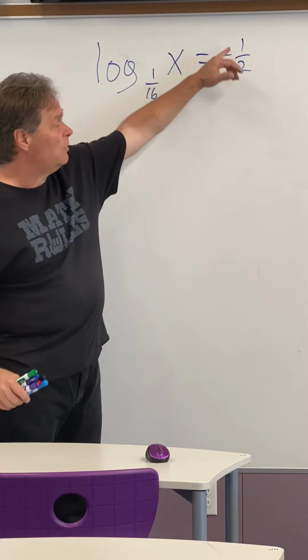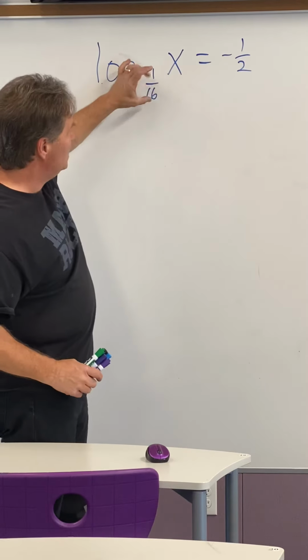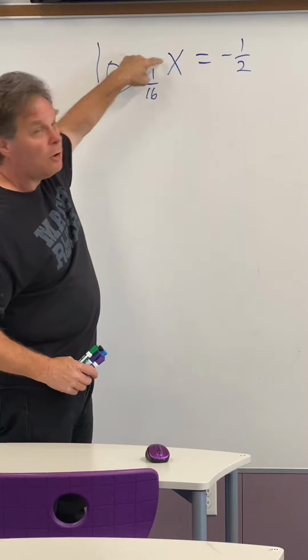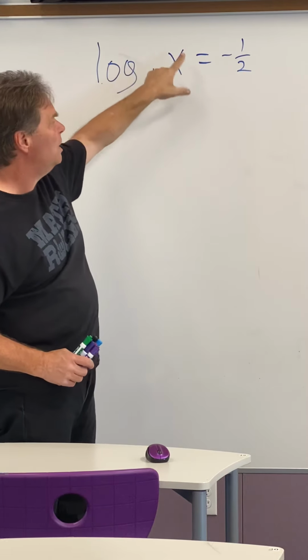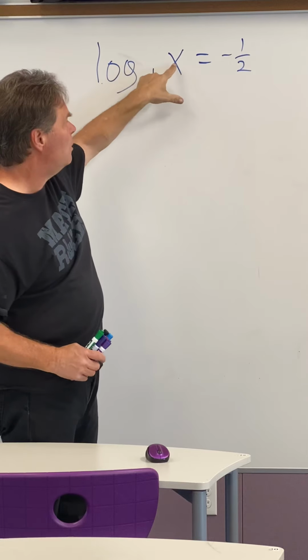Notice sometimes the exponent turns out to be negative. This is always positive. Also, this is called the argument of the logarithm. It is also always positive. This can never be negative or 0. This is always positive.